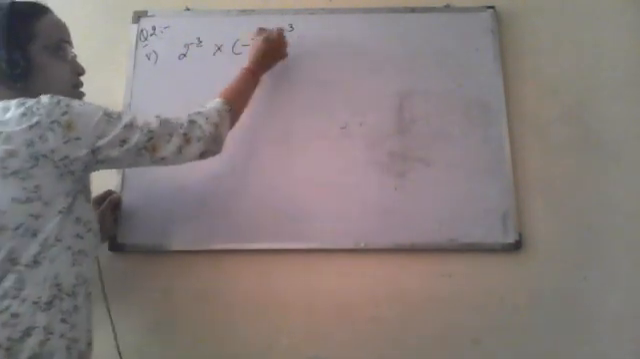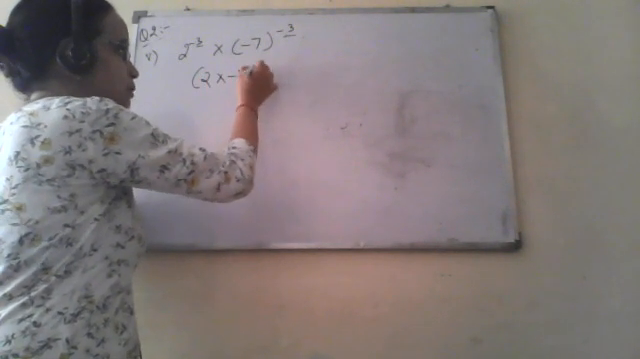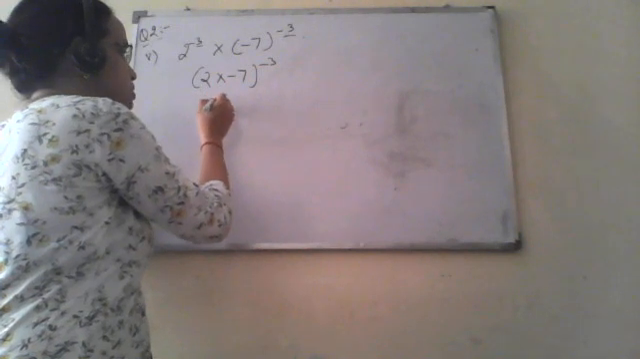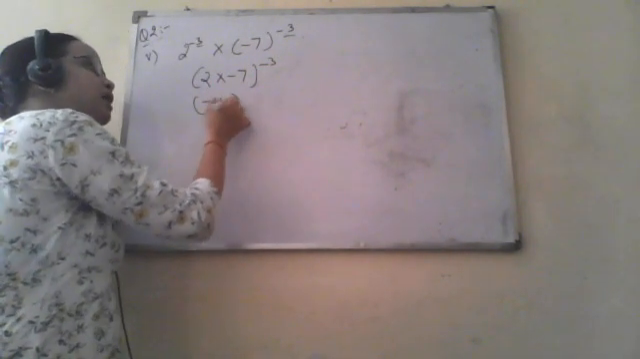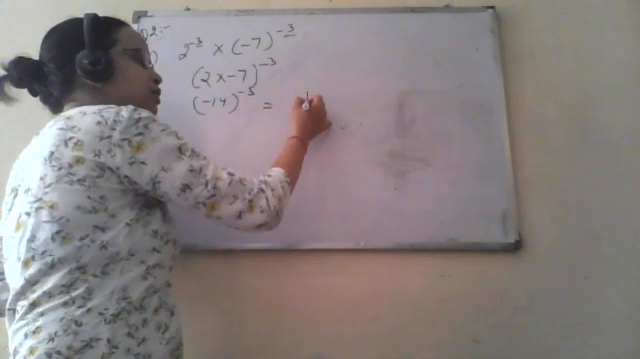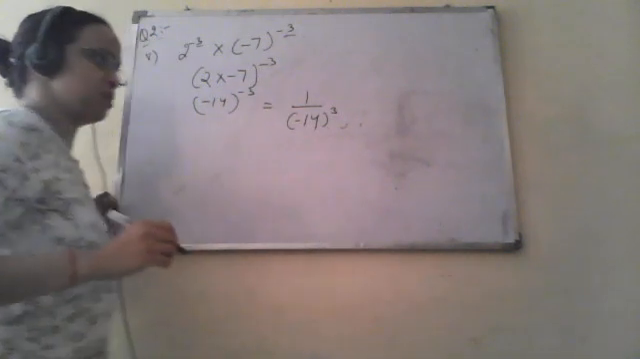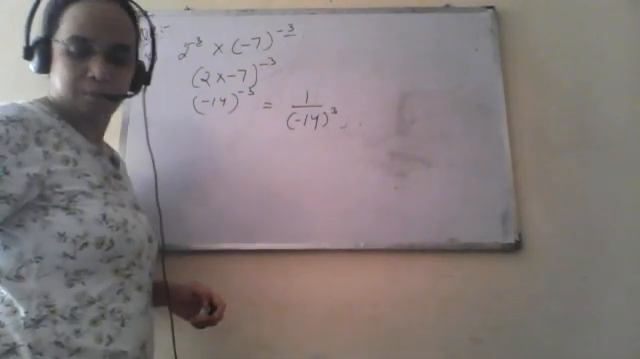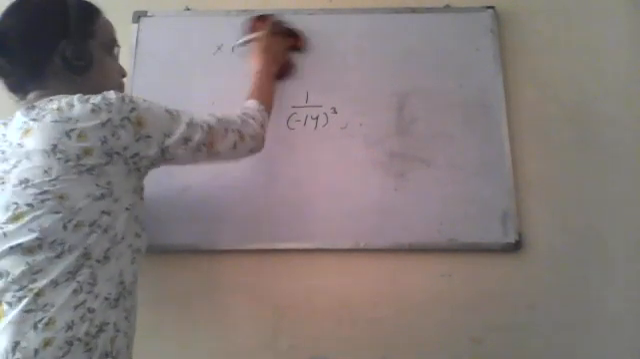So the powers are the same, so we can multiply the bases. It is 2 into minus 7, which will be minus 14 to the power minus 3, or it can be written as 1 upon minus 14 to the power plus 3. Okay, the power is now a positive exponent. Now next question, that is question number 3.